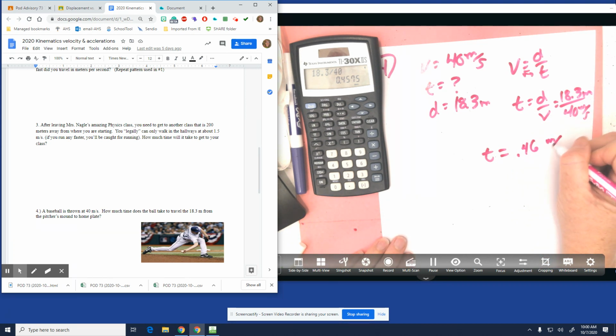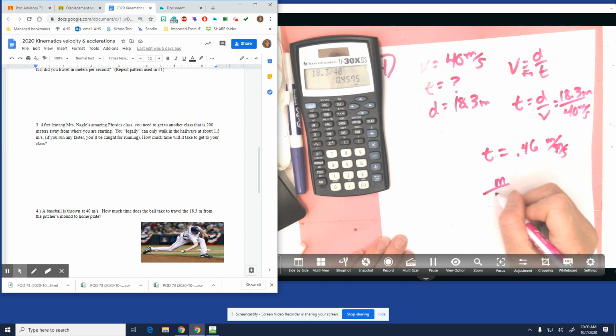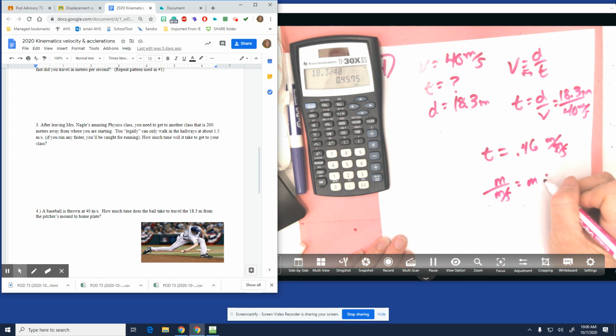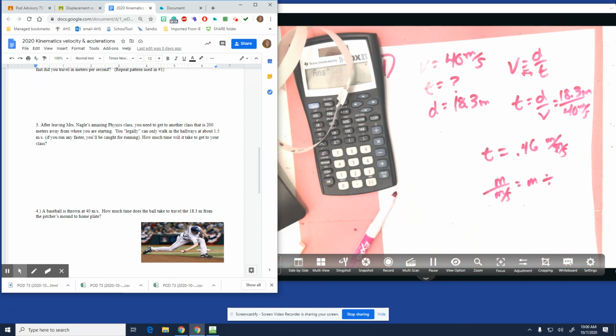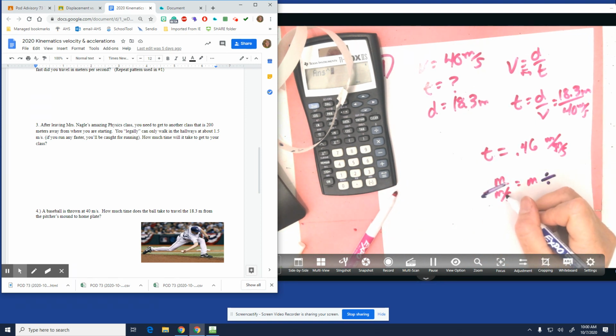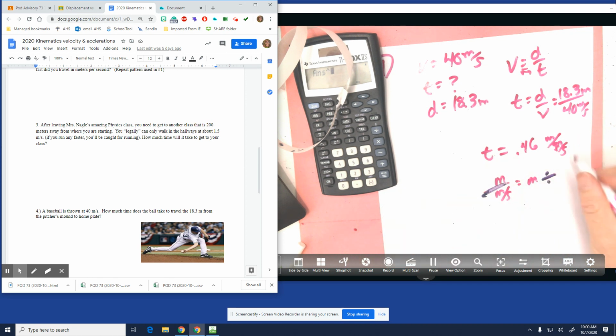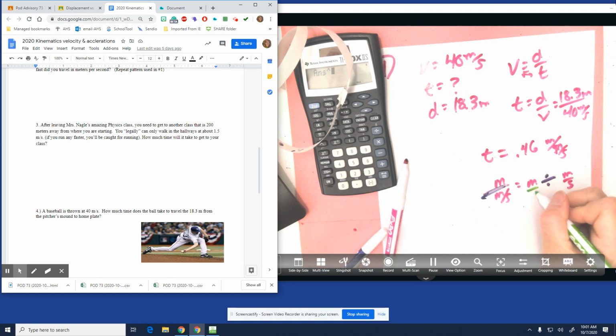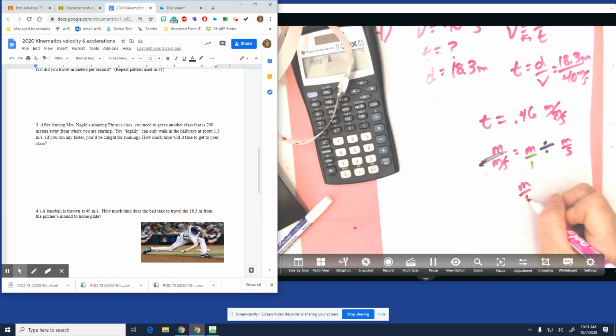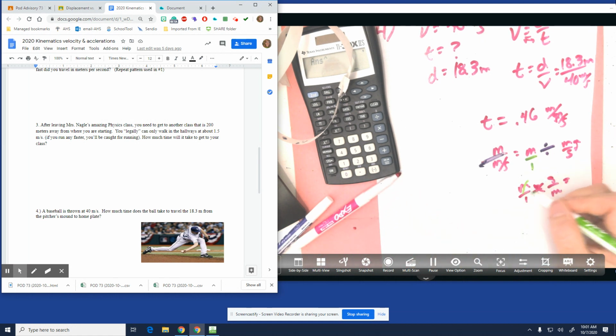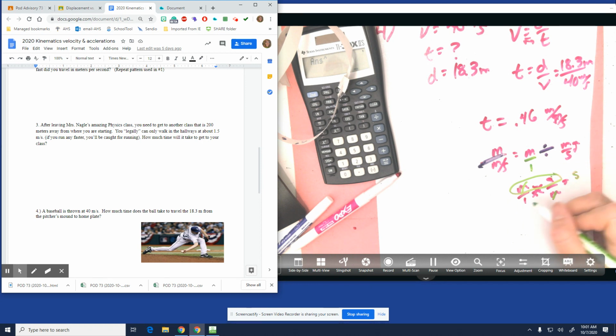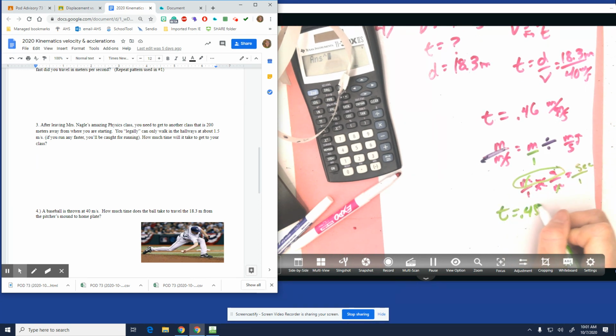And then my unit is a meter divided by meter per second. In that double division, the meters cancel out. Seconds is on top. You can write any number over one. Then I have meter over one. Flip this, multiply by the reciprocal, seconds over meter. My meters cancel out. 1 times second is a second. 1 times 1 is 1. Final unit is a second. So my time is 0.45 seconds. That's number 4.